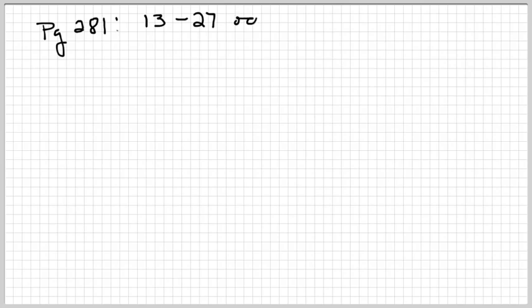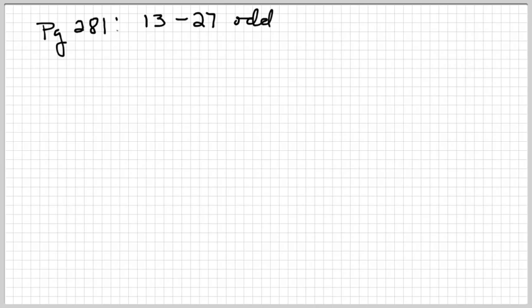Alright, this is your assignment from Monday, December 2nd. This is page 281, and you had to do 13 through 27. Just the odd problems. We were going to do them all, but we ran out of time a little bit.